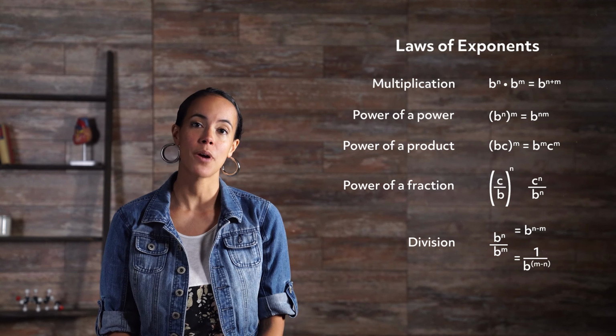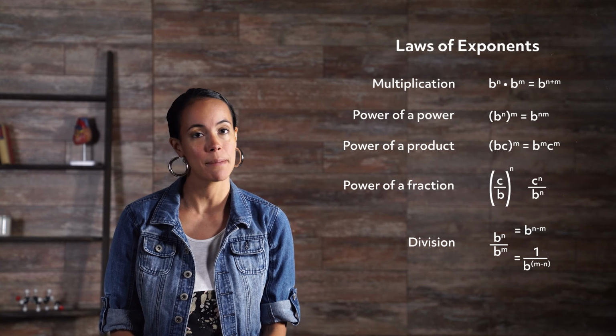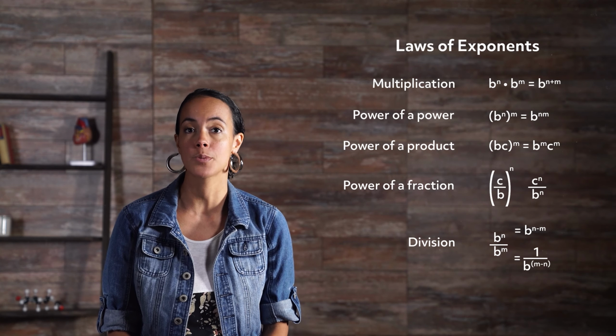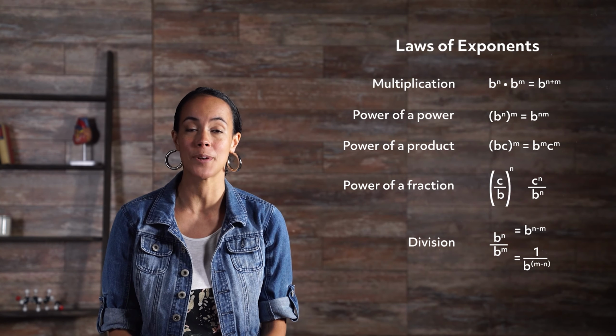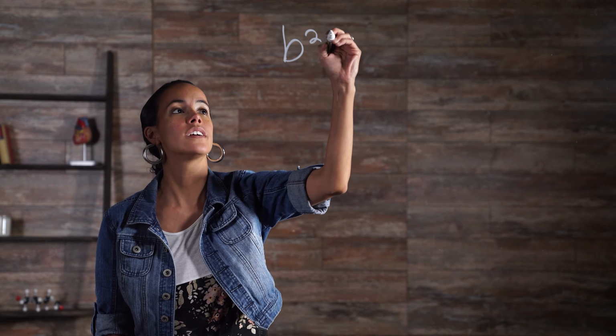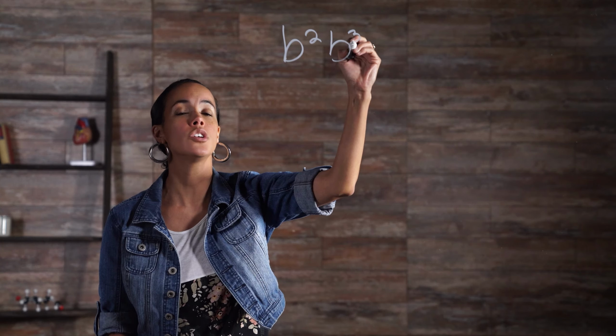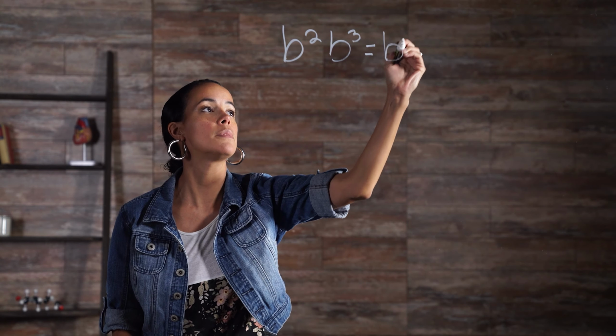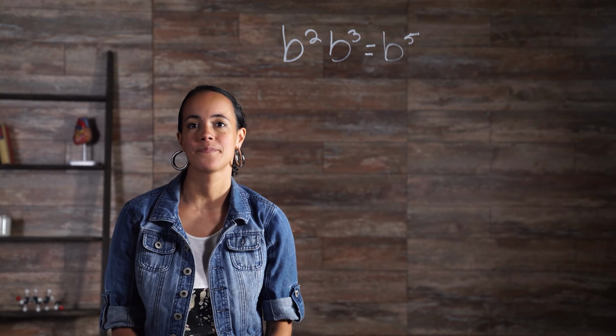The product of powers property applies to powers with the same base. When asked to multiply powers with the same base, simply add the exponents. For example, b squared times b cubed equals b to the fifth.